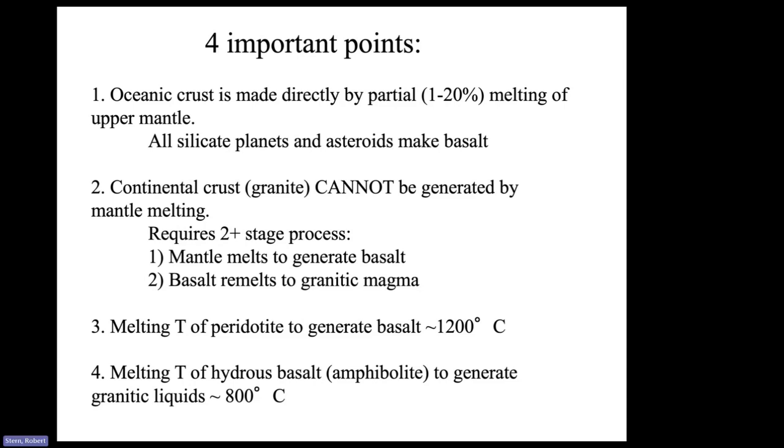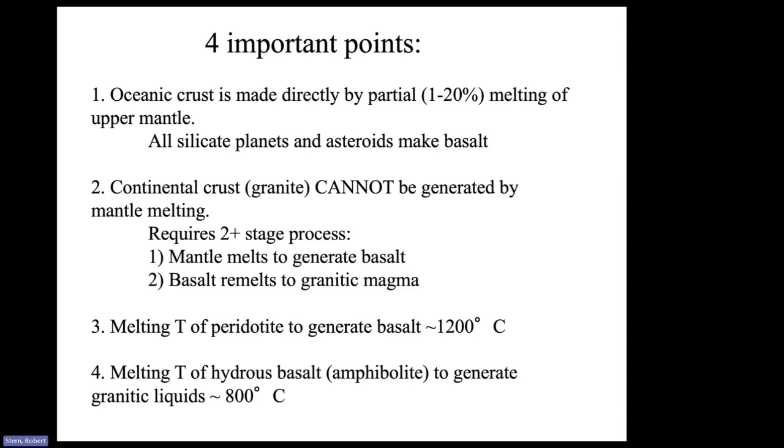On the other hand, continental crust cannot be generated by mantle melting. That is because one of the important constituents of continental crust, granite, contains quartz, which is in a reaction relationship with olivine. They can't coexist. So there has to be at least a two-stage process to generate continental crust. Simplified, the mantle melts to generate basalt, and then the basalt remelts or fractionates to granitic magma. That's a very simple way to make continental crust.